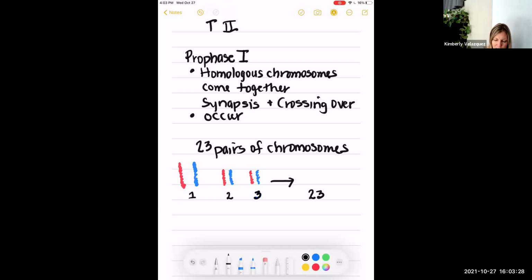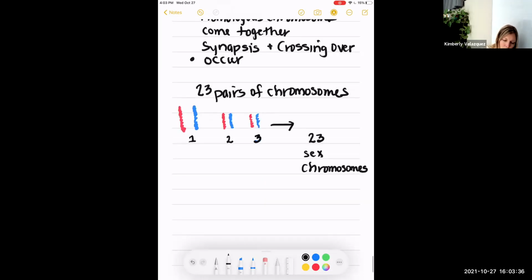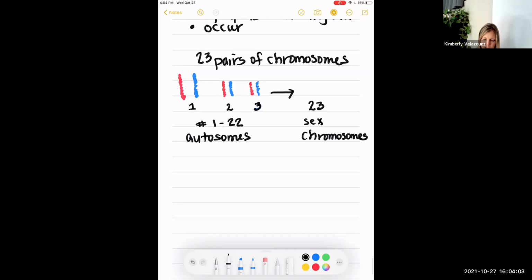Chromosome number 23, these are your sex chromosomes. Numbers 1 through 22, those are what are called your autosomes. This is an important distinction, especially when we start talking about heredity and how we inherit certain traits. This difference between 1 through 22 and 23. We all have the same 1 through 22, whether we're male or female. This is where we differ, in the sex chromosomes.